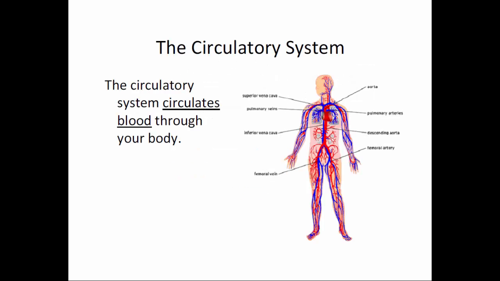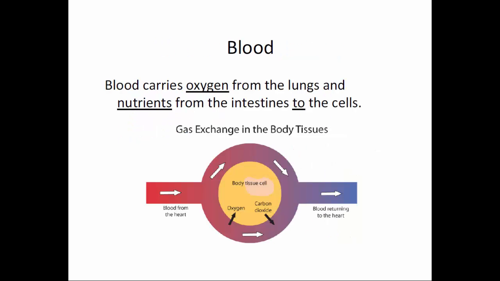So this is the classic view of the circulatory system, showing how blood is moved throughout our body. And we're going to talk about this in some detail, both why it happens and how it happens. Now, one of the most basic functions of blood we've already seen. It carries oxygen from the lungs and nutrients from the intestines to the cells.